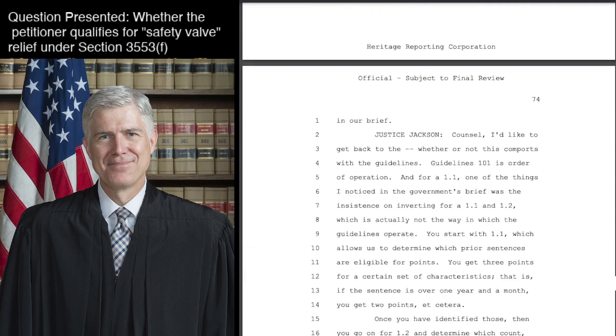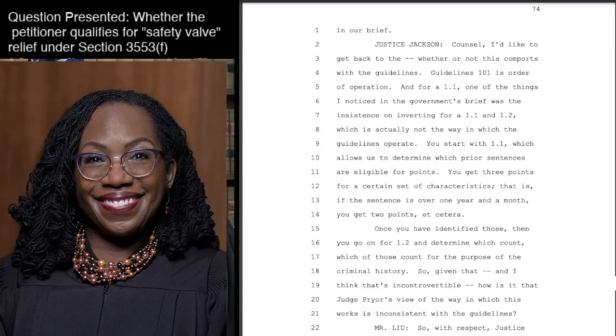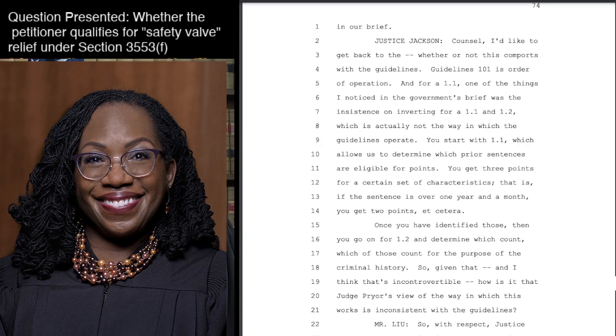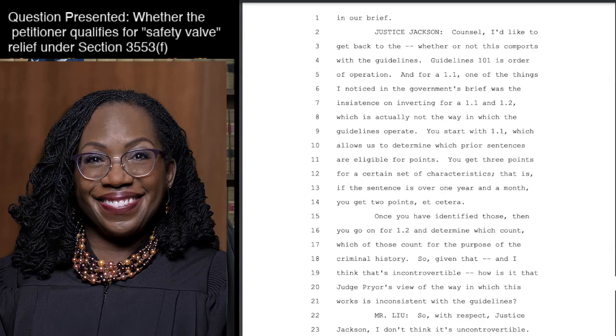We used the word distributive in our brief. Counsel, I'd like to get back to whether or not this comports with the guidelines. Guidelines 101 is order of operation, and for 4A1.1, one of the things I noticed in the government's brief was the insistence on inverting 4A1.1 and 4A1.2, which is actually not the way in which the guidelines operate. You start with 4A1.1, which allows us to determine which prior sentences are eligible for points.